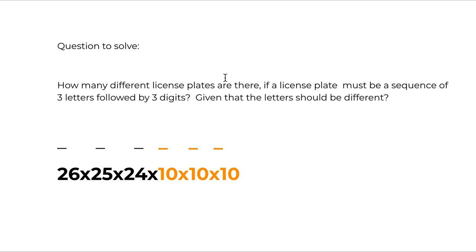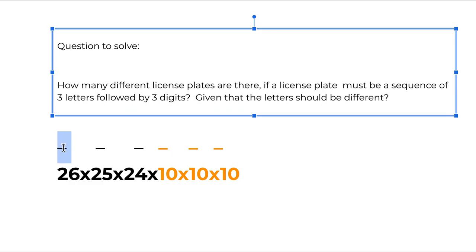But what if, given that the letters should be different? If the letters are different, the first one can be filled 26 ways. Now I've chosen one of them, so I cannot choose it again, so it's going to be 25 for the second letter, and then I have 24 choices for the third letter, right? So that's going to be 26 times 25 times 24, but there is no comment on the kind of digits. The digits could be the same as well, so it's going to be 10 times 10 times 10, so it's going to be 26 times 25 times 24 times 10 raised to 3.